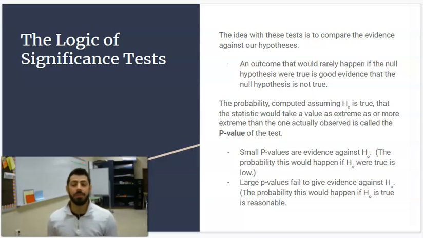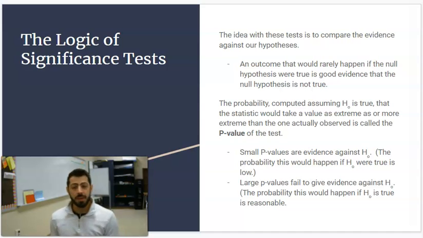So the idea for these tests is to compare the evidence against our hypotheses, right? So an outcome that would rarely happen if the null hypothesis is true, well, that means that there's good evidence that the null hypothesis isn't true. For example, if we assume that he makes 80% of his free throws, and out of 100 free throws, he only makes 20, well, if he's telling the truth, then that's a really unlikely outcome. Therefore, he's probably not telling the truth.